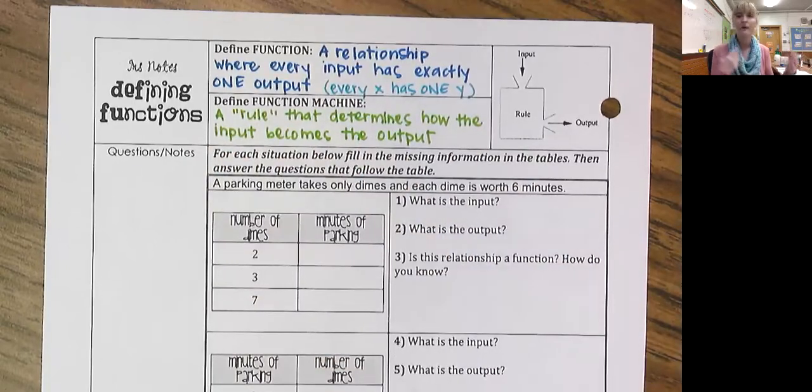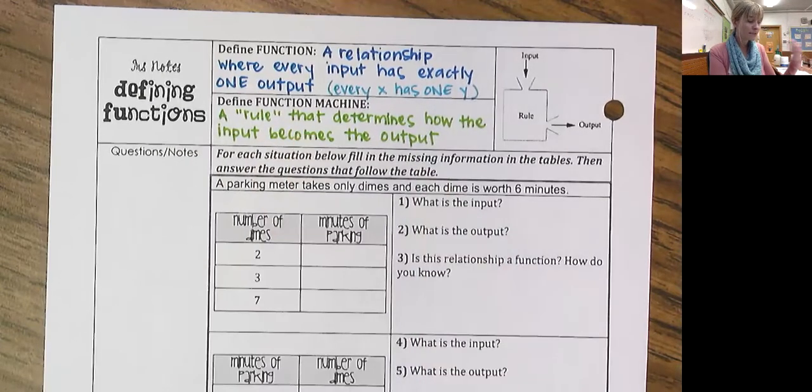And oftentimes they're mathematical rules, like the output is twice the input, or the output is 1/2 of the input plus 4, or something like that. So it's this rule that determines how that input becomes the output. And if you can follow some kind of rule, usually that input will lead to only one specific output. If you have an input that can lead to multiple outputs, then you don't have a function. And let's work through some examples and make sure we're really clear on this.